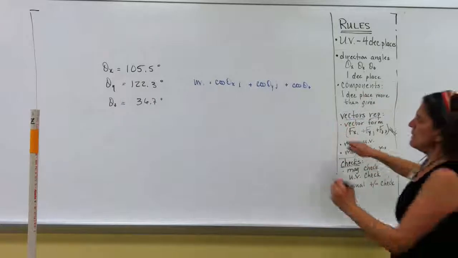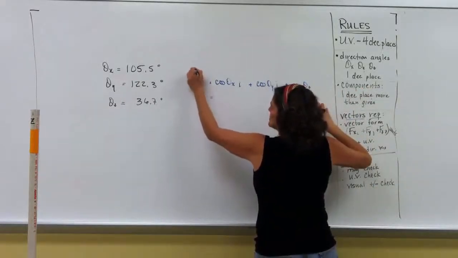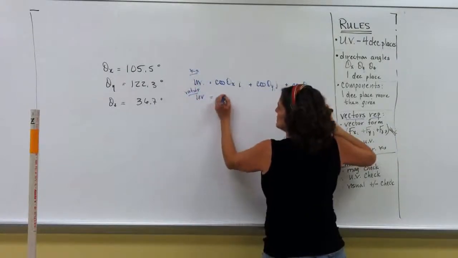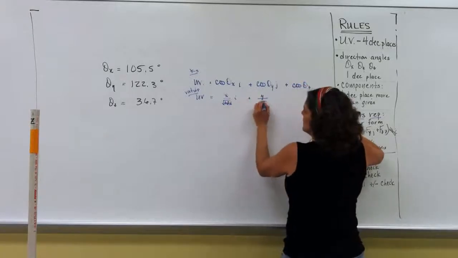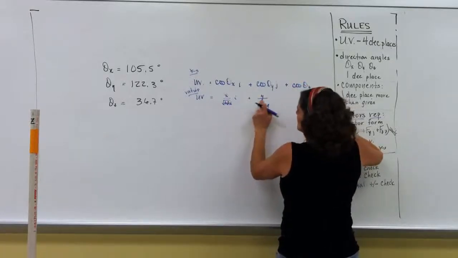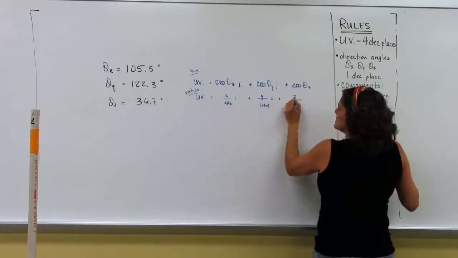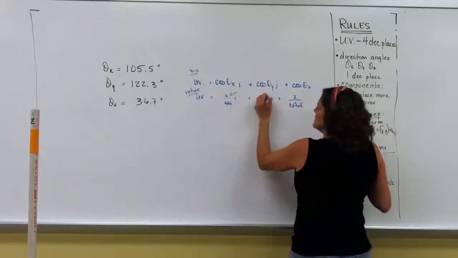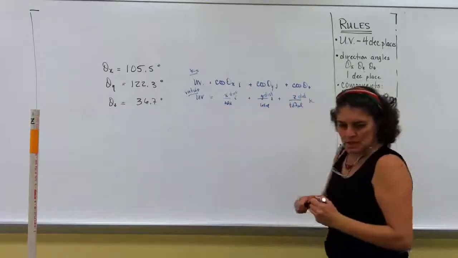There are times that we find the unit vector when we are given angles. When we're given the distances and we're looking at ratios, the unit vector turns out to be the distance in the x over the total distance, i, plus the distance in the y over the total distance, j, plus the z distance over the total, k. So let's say distance, distance, distance.